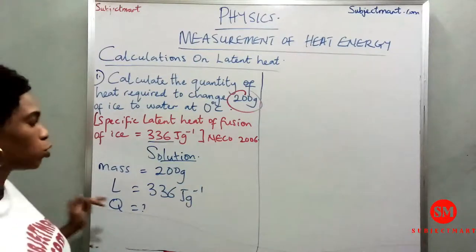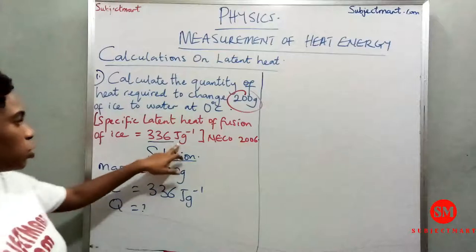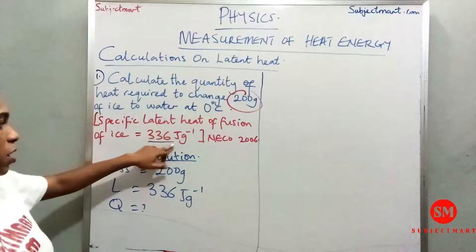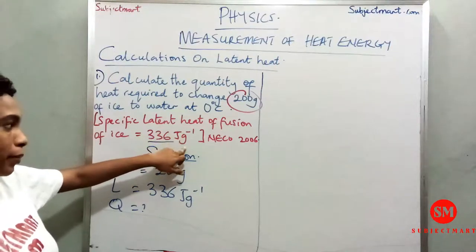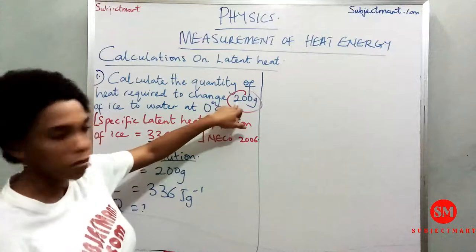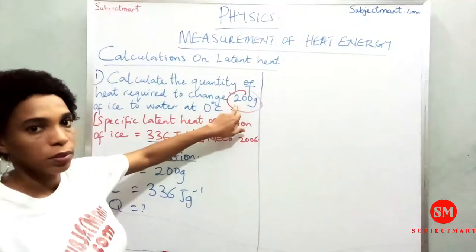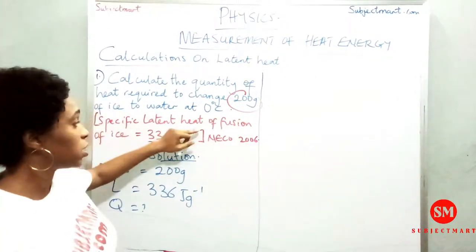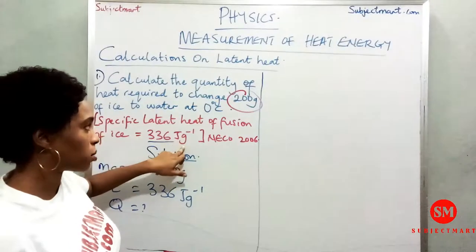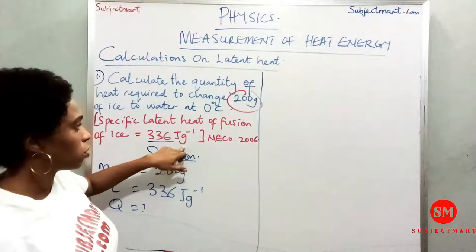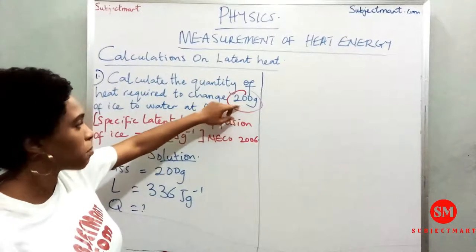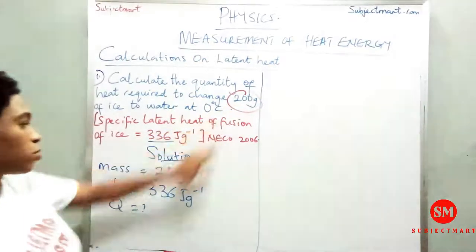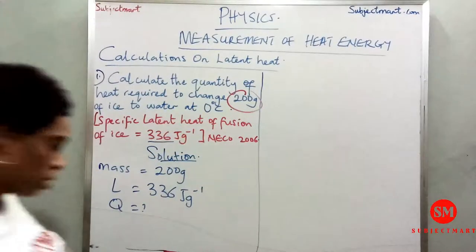Now, before we move on, I want you to take note of the unit. Since the specific latent heat is given in joules per gram, there is no need to convert the mass from gram to kilogram. I'll say that again. Because the specific latent heat of fusion is given in joules per gram, we are going to leave the mass also in grams. We don't need to change it to kilogram. They are both in grams, so we work directly.